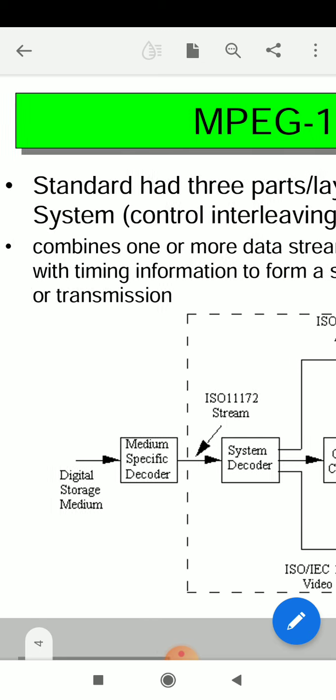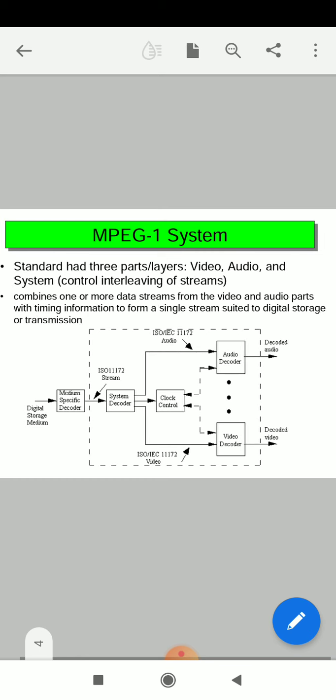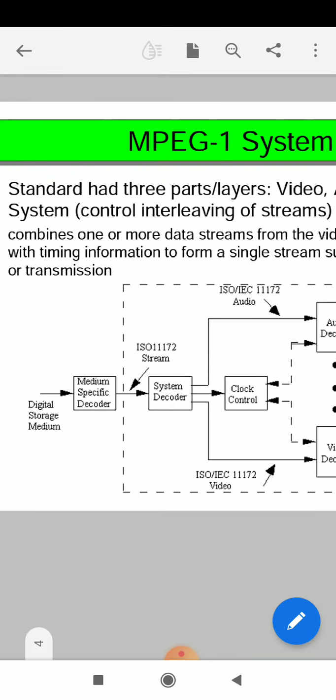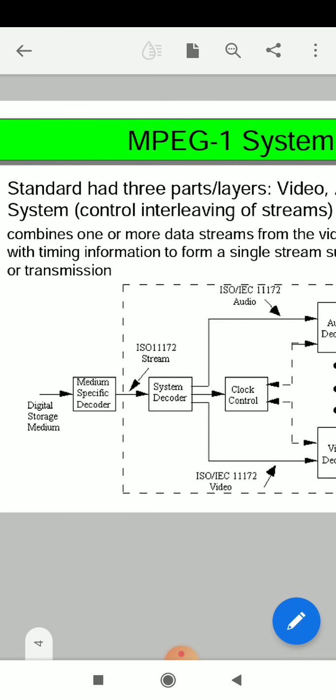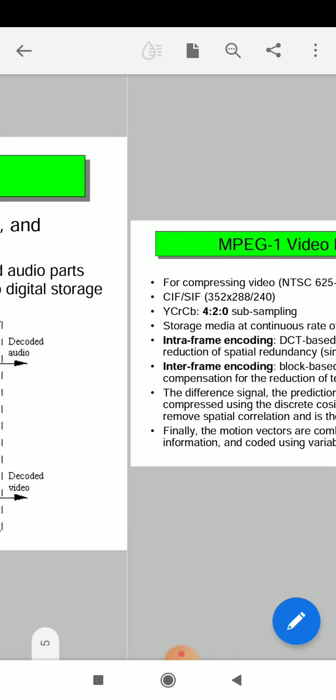Here we combine one or more data streams from the video and audio parts, with timing information, to form a single stream suited to digital storage or transmission. That is, we give the digital storage medium signal. Then, in the medium specific decoder, the audio and video signals are separated and given to the audio decoder and video decoder, from which we get the decoded audio and decoded video.